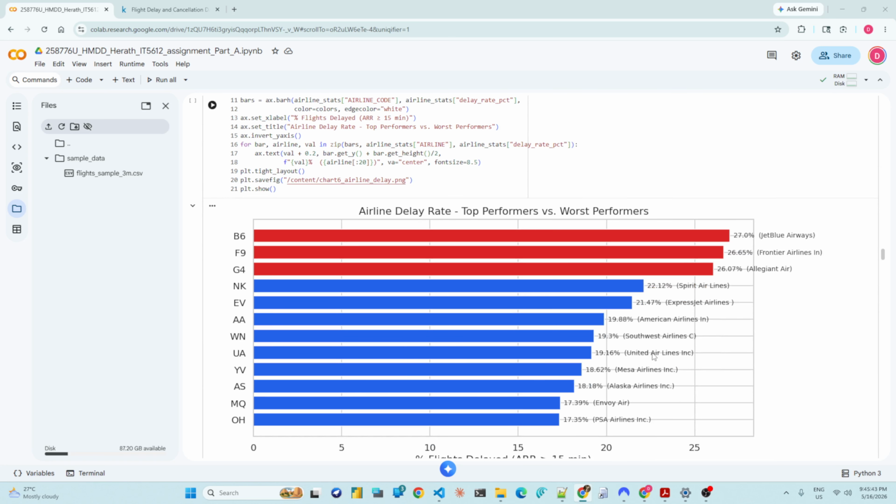Okay, this is for airline delay rates. PSA and others have fewer delays, and the worst performers are JetBlue, Frontier Airlines, and Allegiant Air. They are the worst airlines.